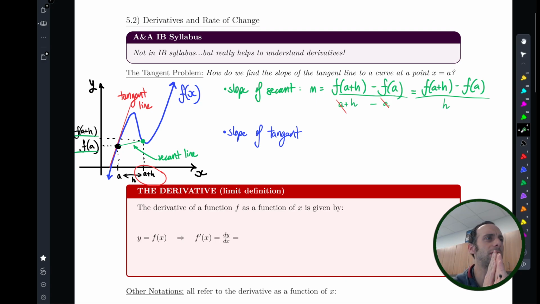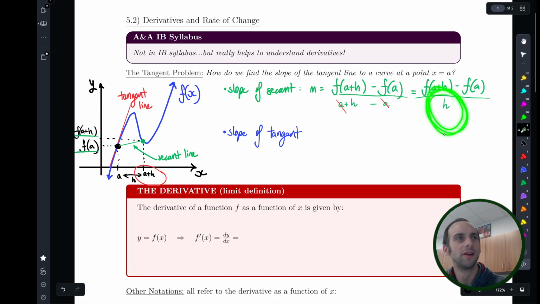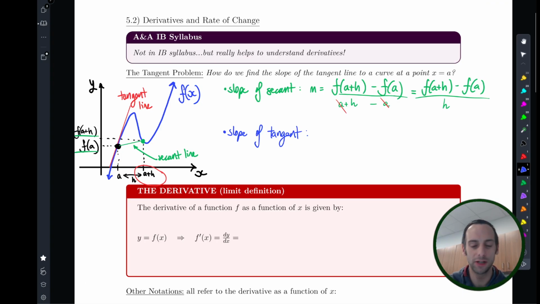Can we move them to be right on top of each other? No, because that would make this h value 0 and would lead to division by 0 in our secant line equation. So how close can we move it? Well, we can move it infinitely close together using the tool that we learned in the previous class, which is a limit. Okay? So we're going to use a limit on this definition, and we're going to look at the limit as h approaches 0.